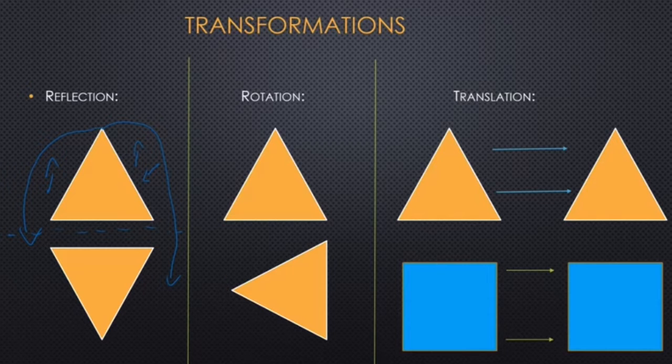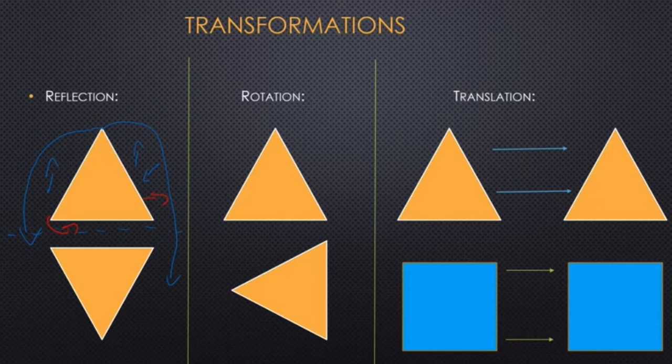Now, to be fair, you could have also taken this shape and reflected it this way by peeling the corners that way and flipping it side by side. But that's just one example of reflection. It's just giving it the mirror image of itself.